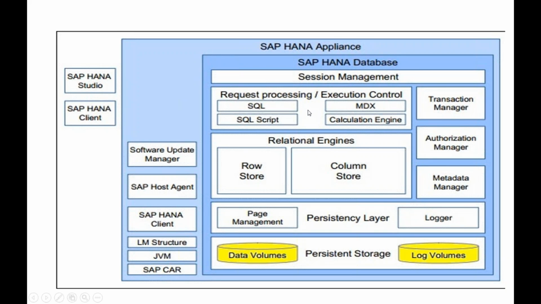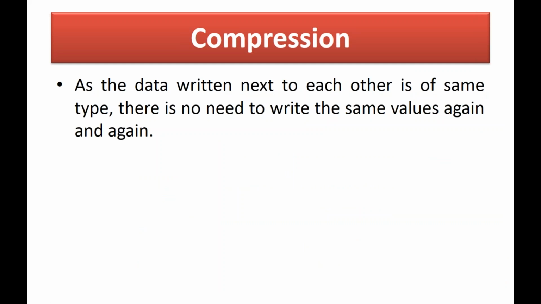Then whenever you start requesting any data, the request is processed through the execution control, and it will be read by your SQL statements or SQL script engines. Then it will send it to your row store or column store tables. Then it sends the data to the persistence layer and finds your logger information if required. Then the data will be read from your data volume. So these many processors are helping to run your software.